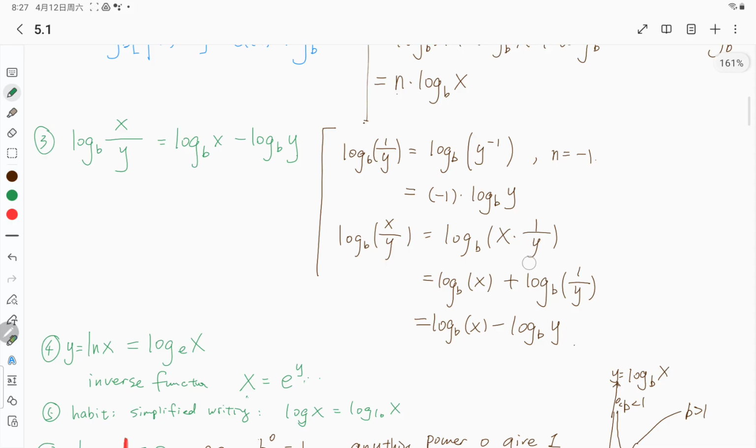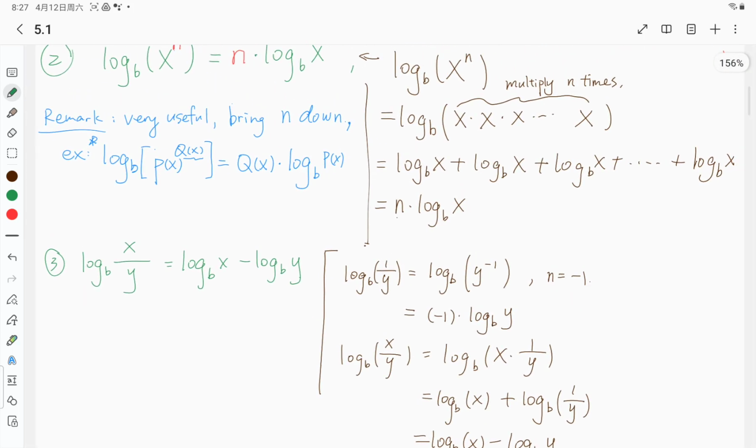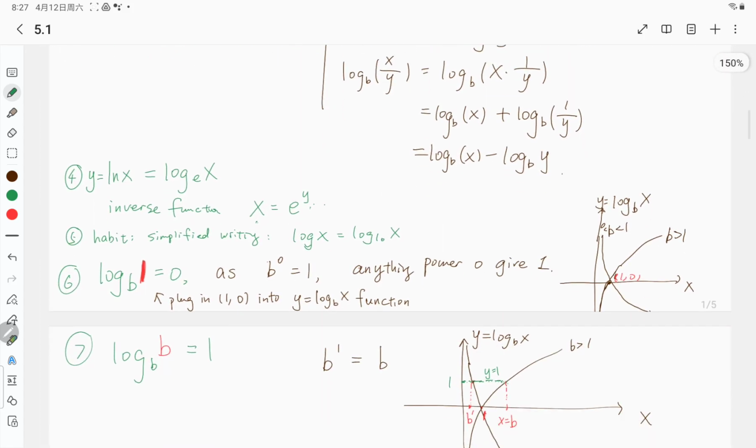It's just like multiplying 1 over y, and when we bring the power down, it's like y to the power of -1. Using this second formula again, we bring the power down. This is just -1 times log base b of y, okay? And then ln x is just log base e of x, right?